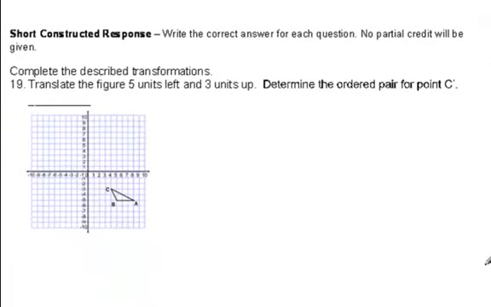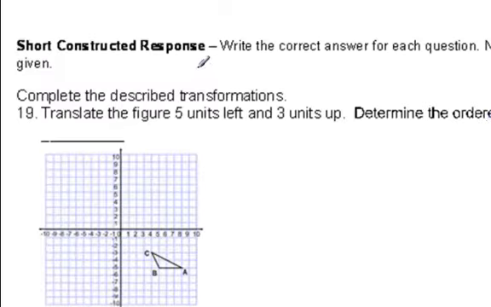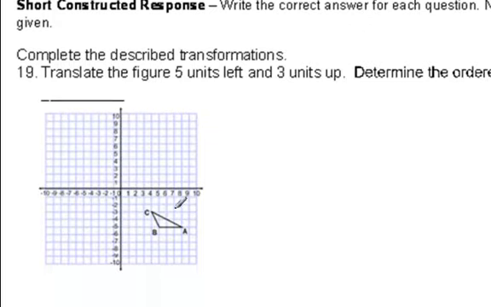Okay, here we go. Now we just got to do a little work. Translate the figure 5 units left and 3 units up. Determine the ordered pair for C. So I'm going to go ahead and make this just a little bit bigger. I got to go 5 units left and 3 units up. So here's C, right? 5 units left would be 1, 2, 3, 4, 5. Negative 1. And then 3 units up would bring me 1, 2, 3 right to there. So what point is that? Negative 1, 0.